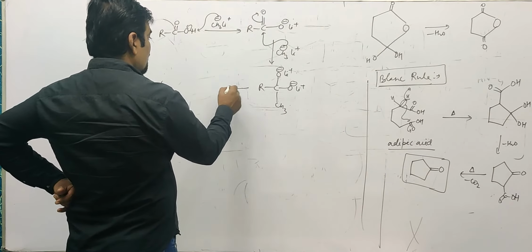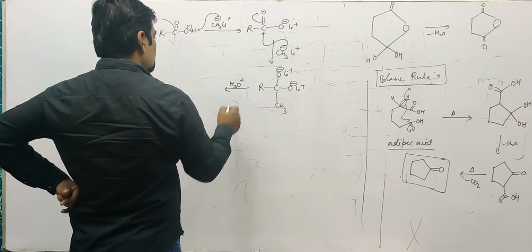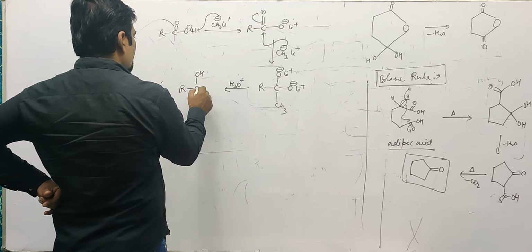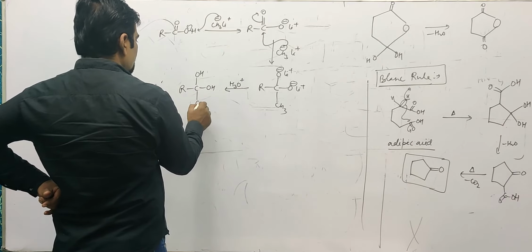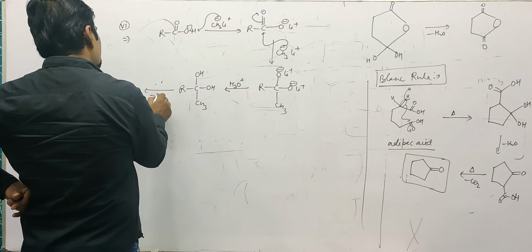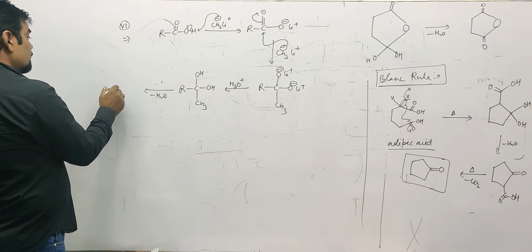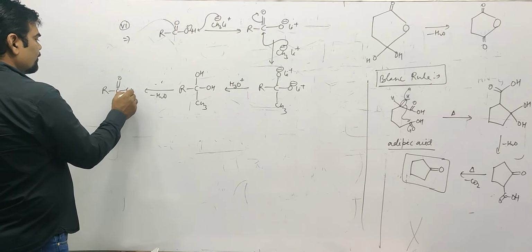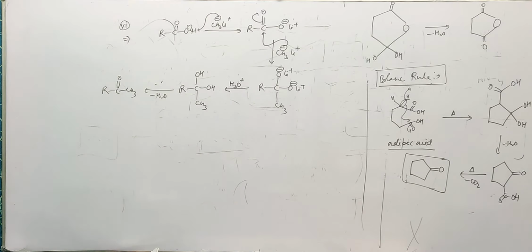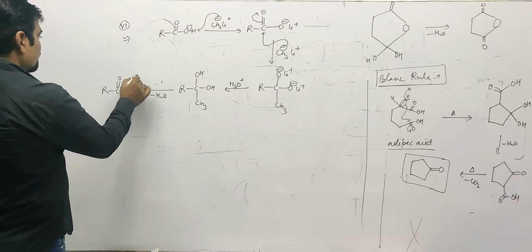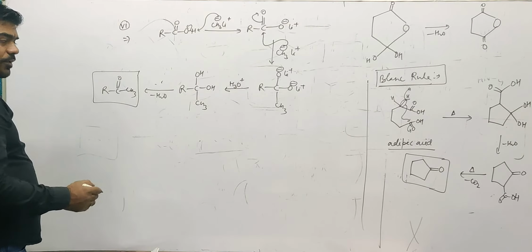Further, what will happen upon hydrolysis? If we do hydrolysis, what does it form? It forms RC with OH, and at this place CH3, loses a water molecule becoming RC double bond O, and over here CH3. Now this is what, a ketone. So a ketone is being formed.